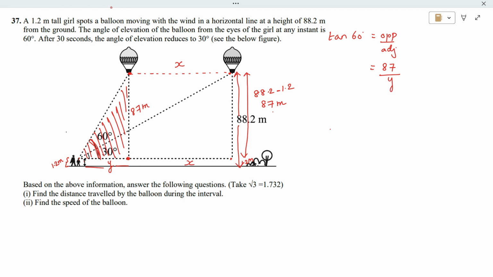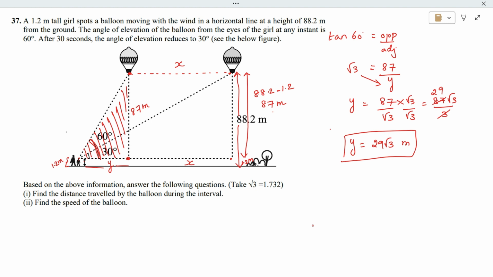So here what is tan 60? Tan 60 is root 3, isn't it? So now I am taking y to the other side and bringing root 3 down, so it becomes 87 by root 3. If I rationalize this, it is going to be 87 root 3 by 3. So if I cancel 3 and 87, it is 29 times, isn't it? So y is equal to 29 root 3 meter, but I need to find the distance x, okay, where the starting position of the balloon is here and it has traveled to here. So that distance I have to calculate.